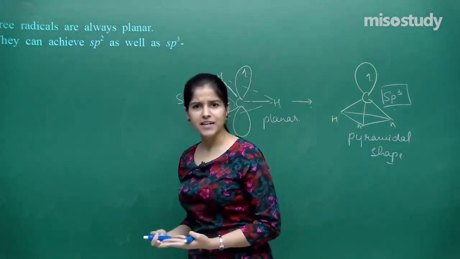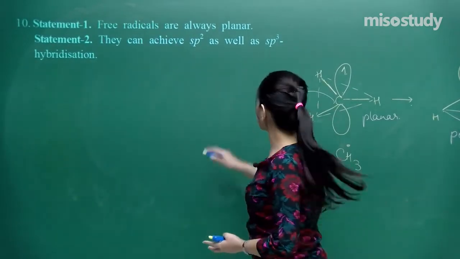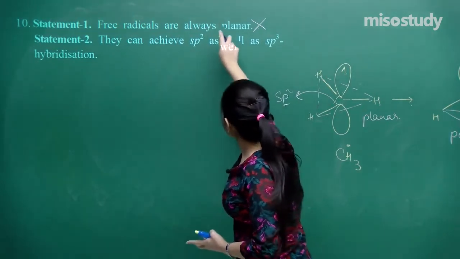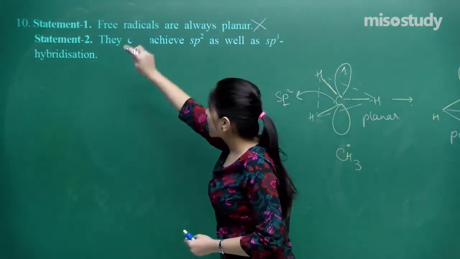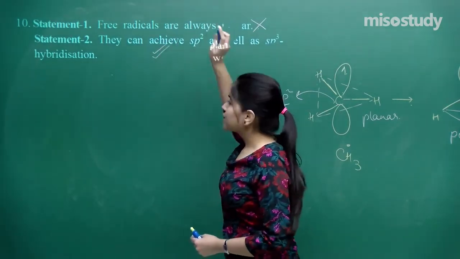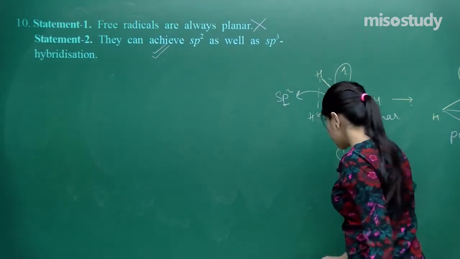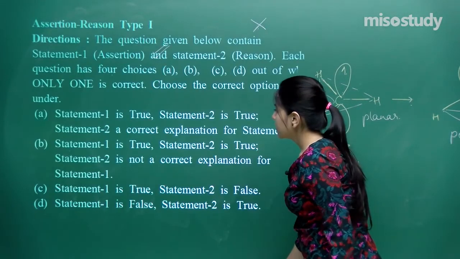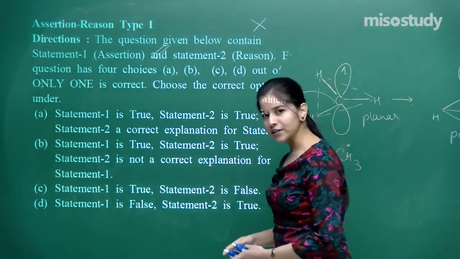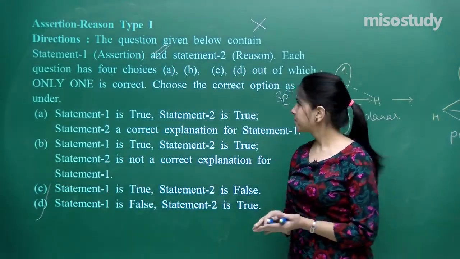Now let us just analyze the statement number 1. Free radicals are always planar, is it? No. This statement is incorrect. They can achieve sp2 as well as sp3 hybridization. Statement 2 is correct, but statement 1 is false. So only one option we are left with is statement 1 is false, statement 2 is true. So that is what it is. We need to mark out D as our option.